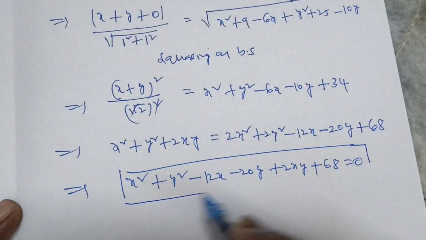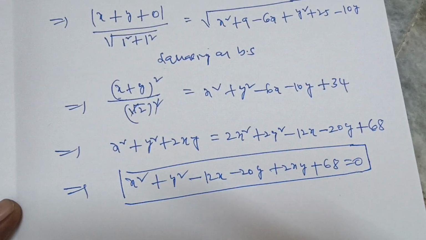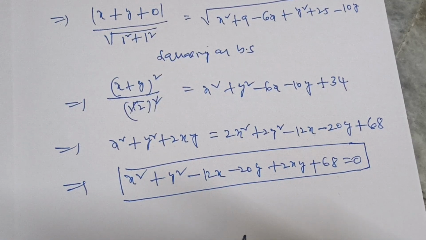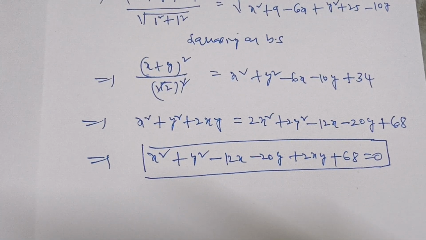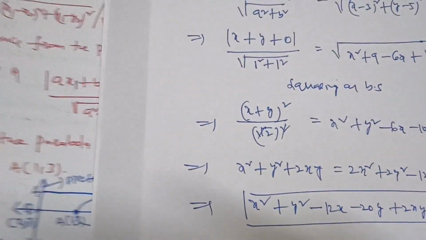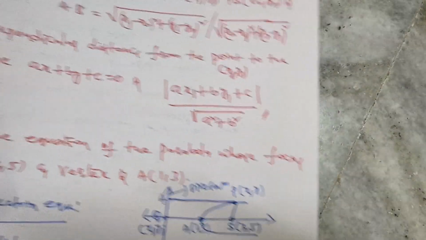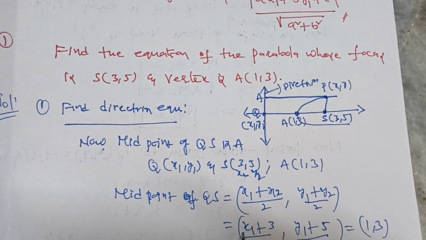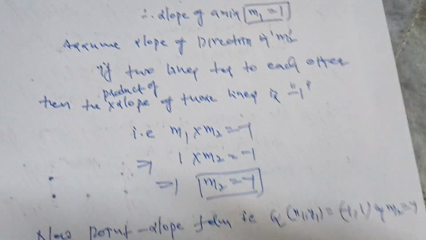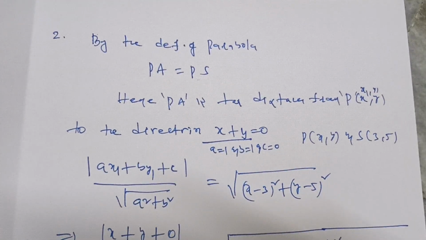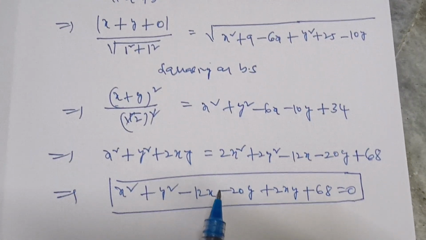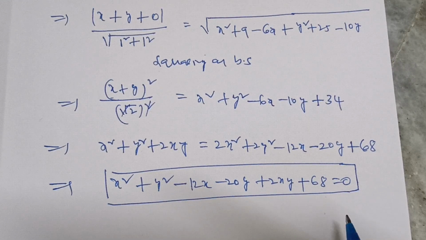This is the required parabolic equation. How do we solve the parabolic equation here? First of all, we find the directrix equation like this. The second step is we use the definition of parabola. Finally, we get the parabolic equation.